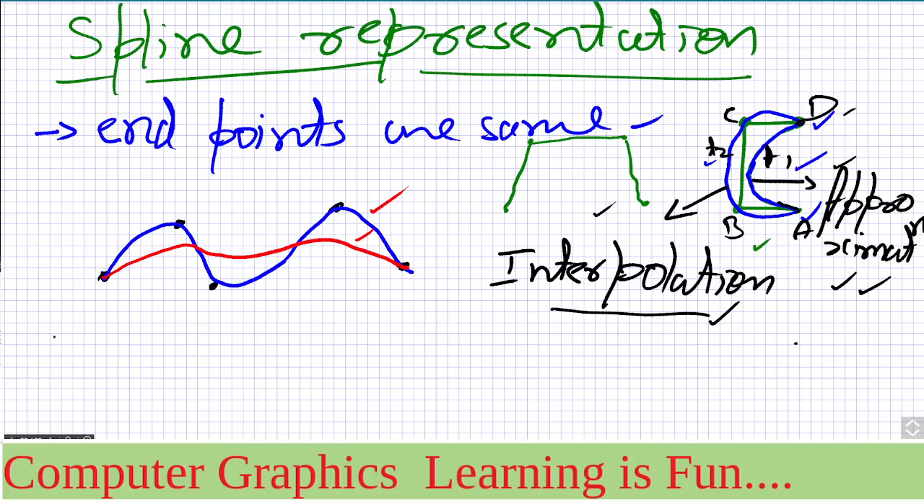Some of the things, let me tell you about the names. One is Hermite, we call it interpolation. Hermite interpolation.